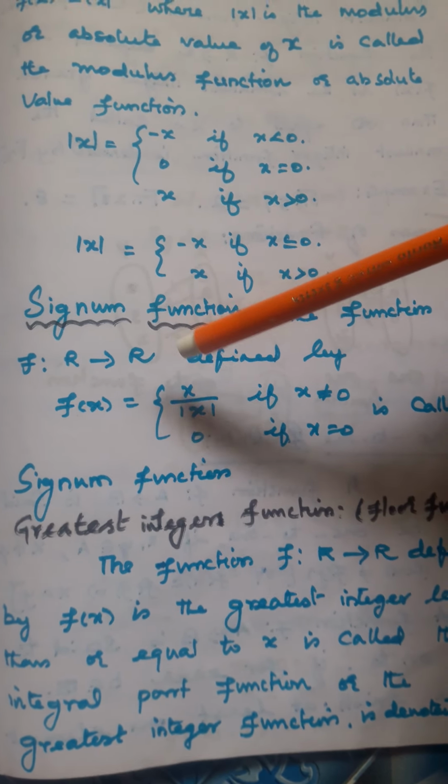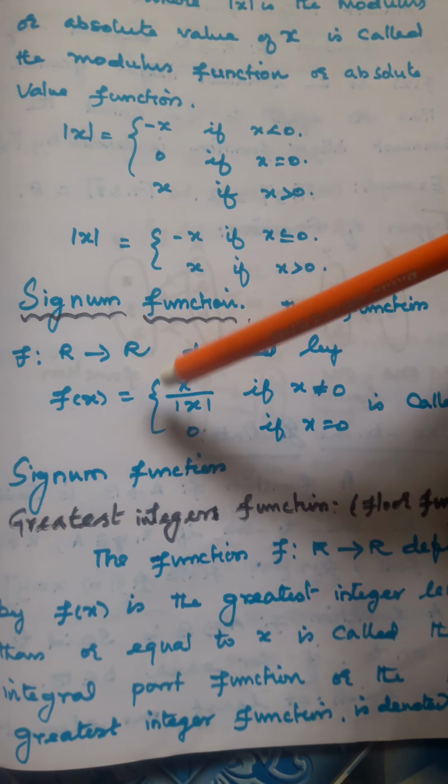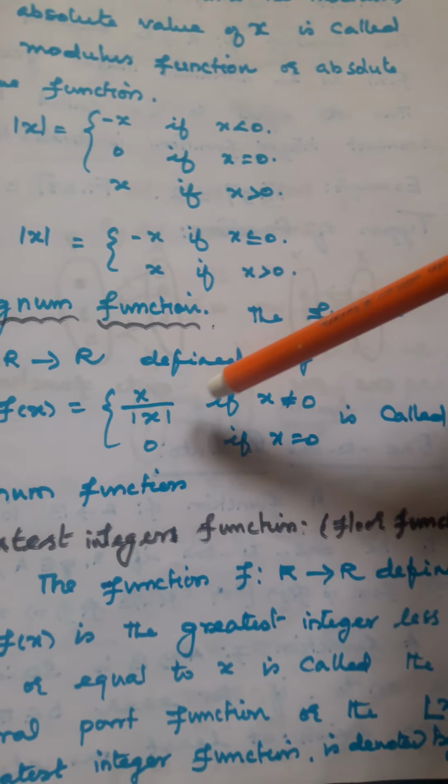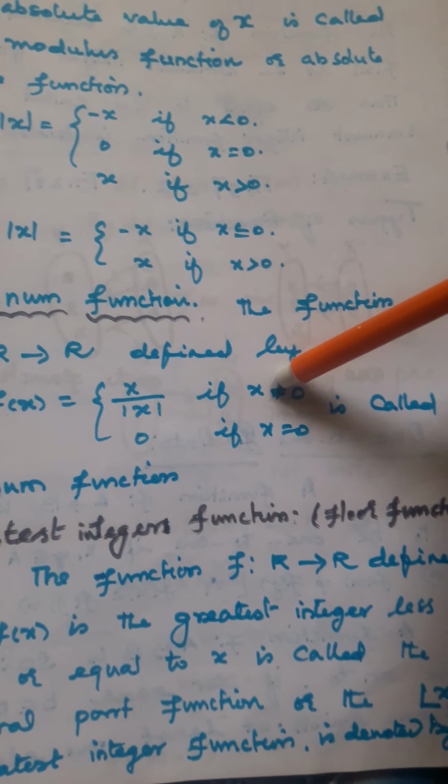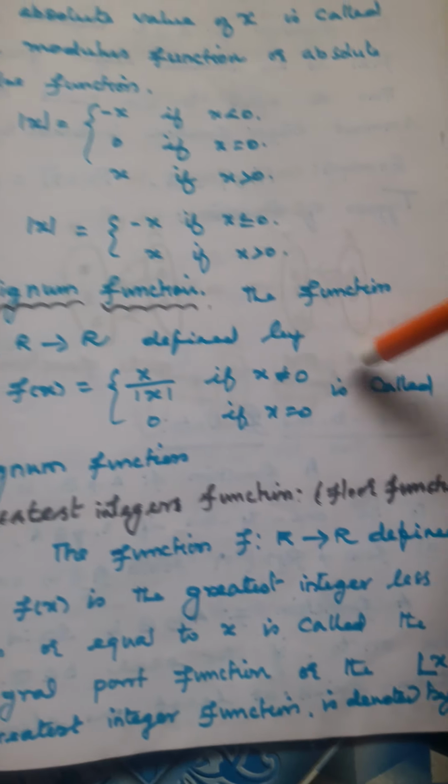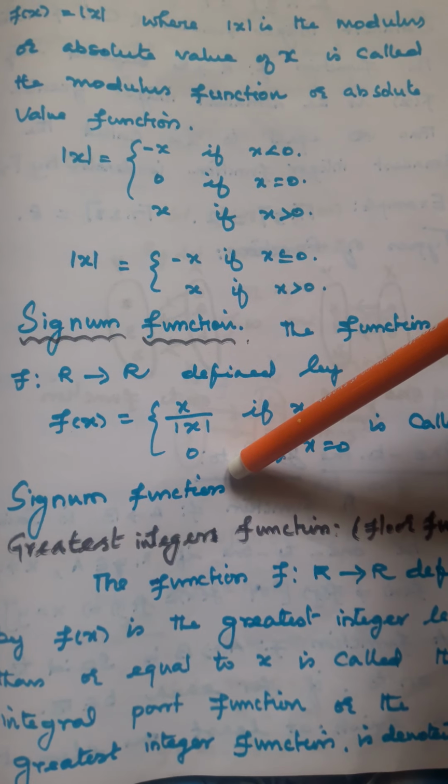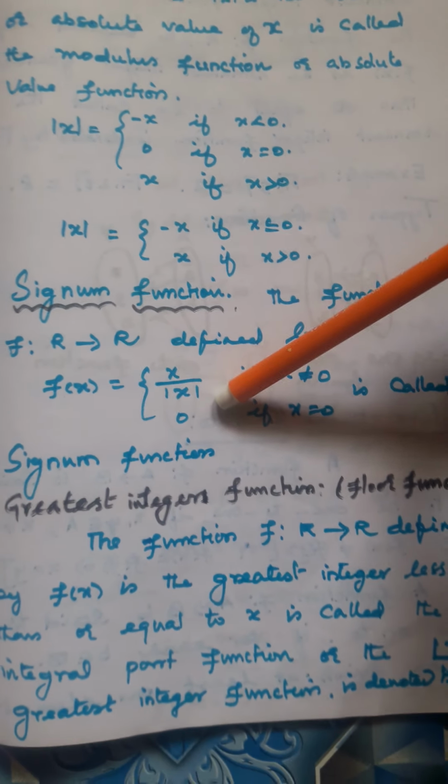The next one, Signum function. The function f from R to R defined by f(x) equal to x by mod x if x is not equal to 0, and 0 if x equal to 0, is called the Signum function. If you need the diagram, you can refer to the textbook.